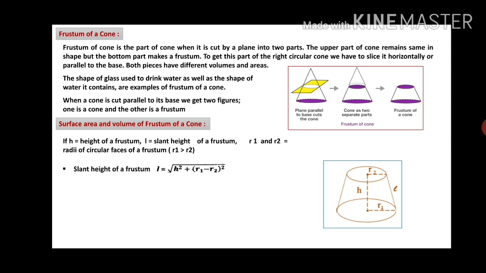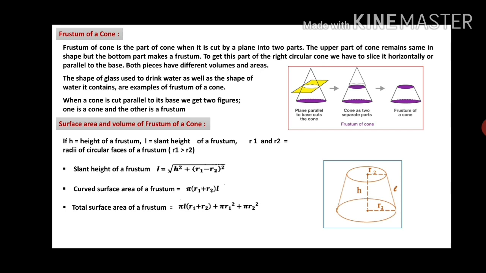Then the slant height of the frustum is L equals the square root of h squared plus (R1 minus R2) squared. Curved surface area of the frustum is equal to pi times (R1 plus R2) times L. Total surface area of the frustum is equal to pi L (R1 plus R2) plus pi R1 squared plus pi R2 squared. Volume of a frustum is equal to 1/3 pi h (R1 squared plus R2 squared plus R1 times R2).